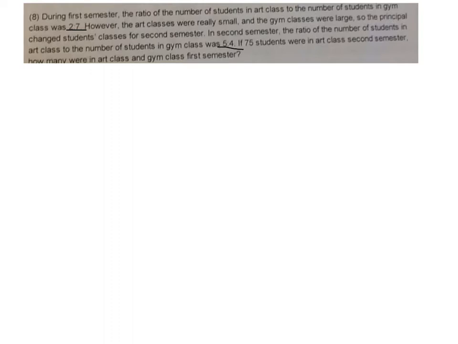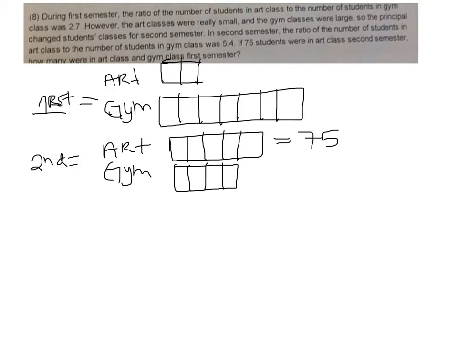Now, it's not the only way to do it, but I do think the easiest way is going to be to figure out how many students we had all together in second semester. So here I made my tape diagrams. The tape diagrams are really useful, and if you're struggling with your ratio problems, I cannot recommend strongly enough that you make yourself the tape diagrams.